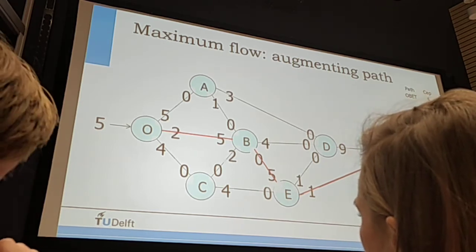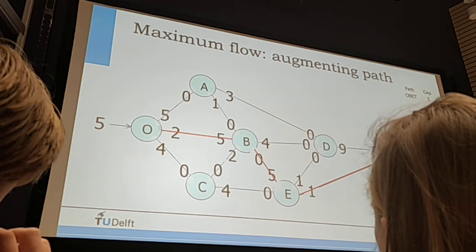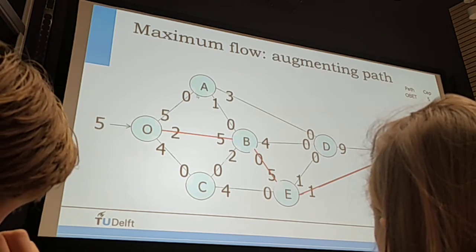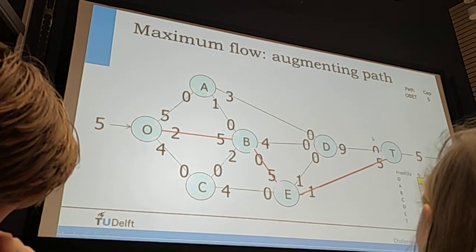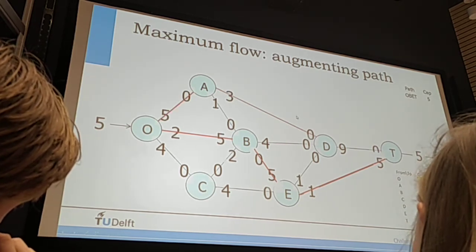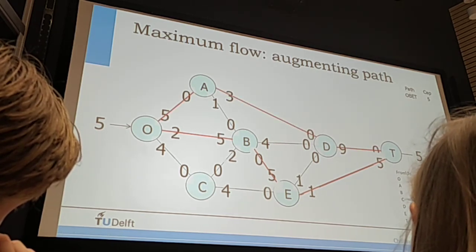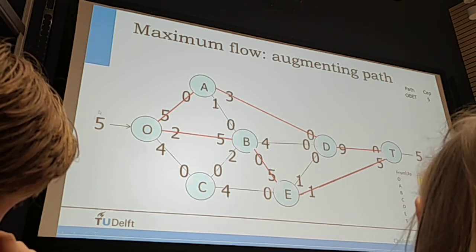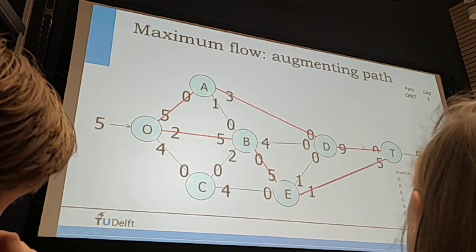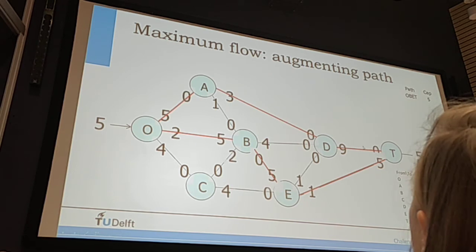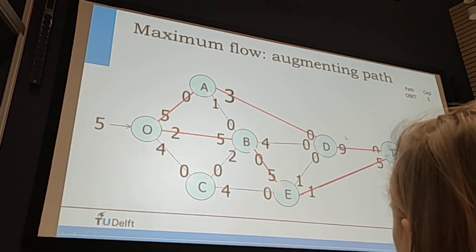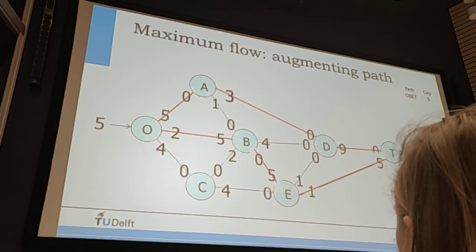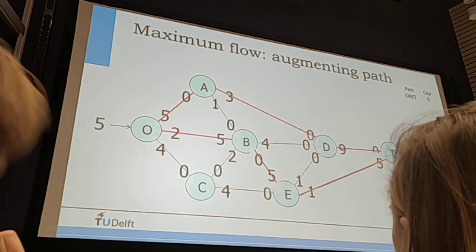Okay, now what is the next path? Well, the next capacity is from O to A, which has a capacity of 5, then AD, and then DT. So our next path is OA, AD, DT. And now if we look, we have a capacity of 5, a capacity of 3, a capacity of 9. So 3 is the most limiting link on this path. So that's our value.